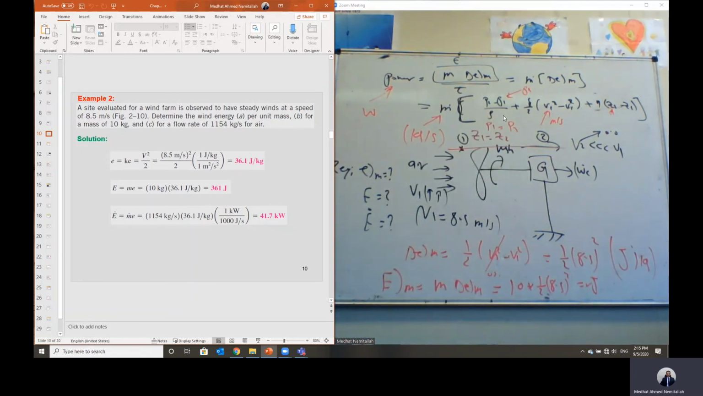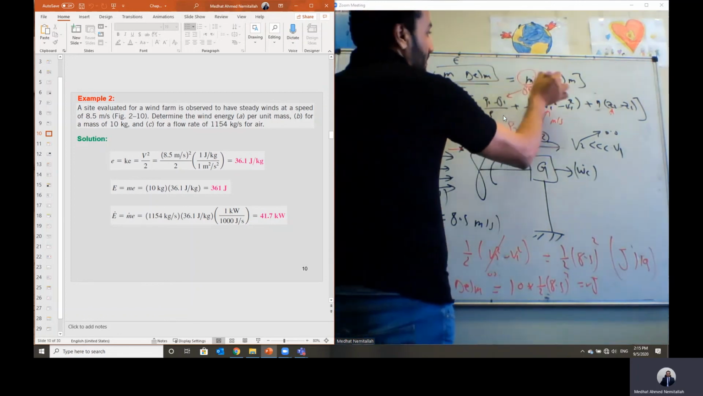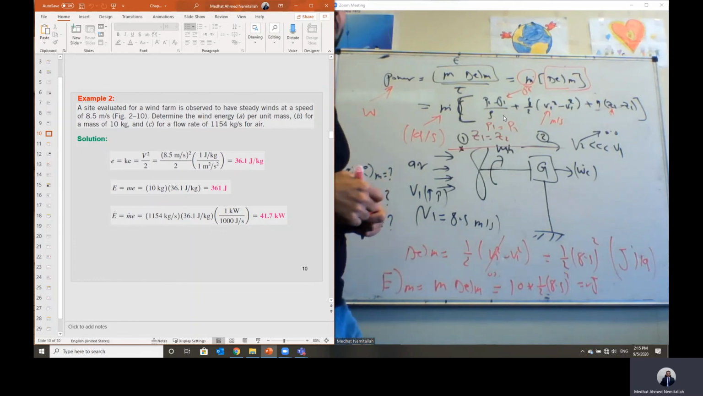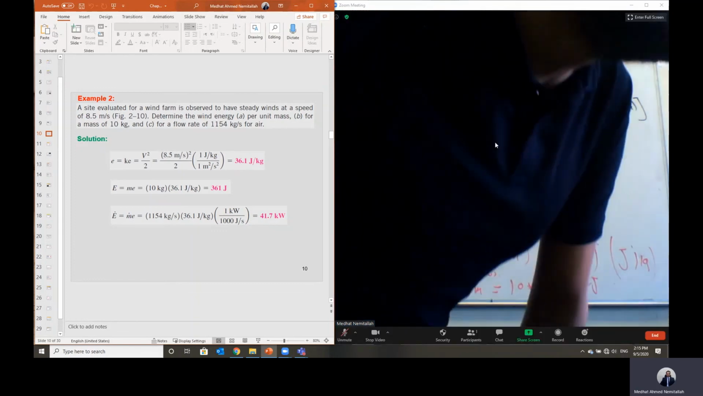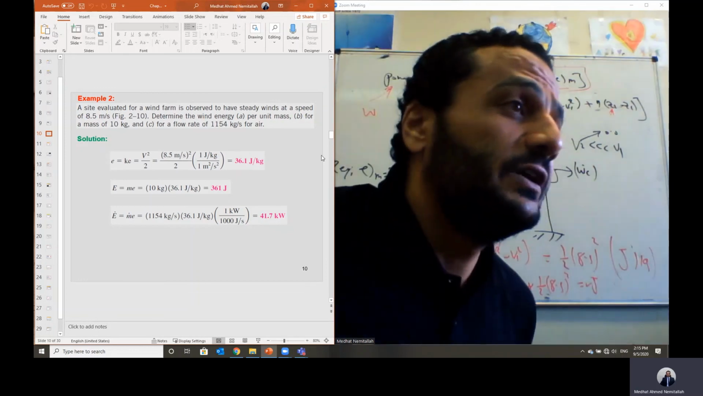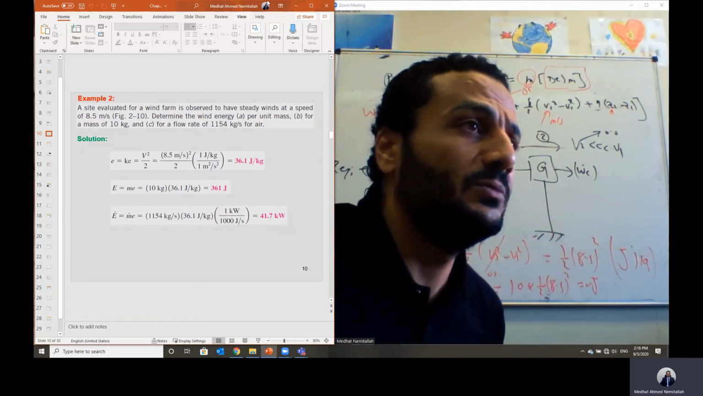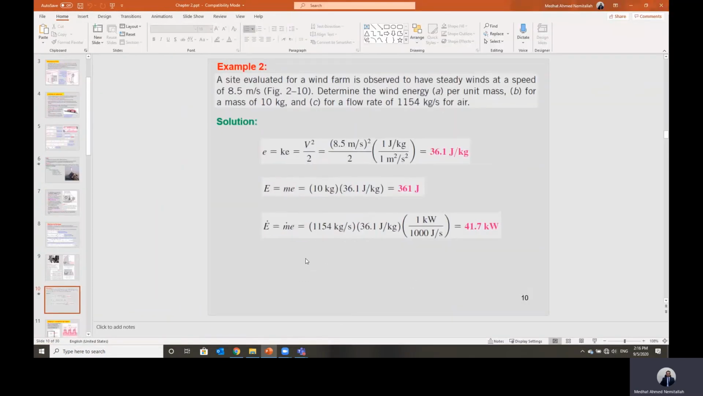But if I need to calculate the power, then in this case it will equal m dot multiplied by delta E mechanical. It says we need to calculate the power when the mass flow rate is equal to 1154 kilograms per second. Then the power E dot will equal m dot multiplied by the change of mechanical energy of the fluid. It should be calculated in watts. If I want it in kilowatts, we can just divide by 1000, and then we can convert this value into kilowatts.